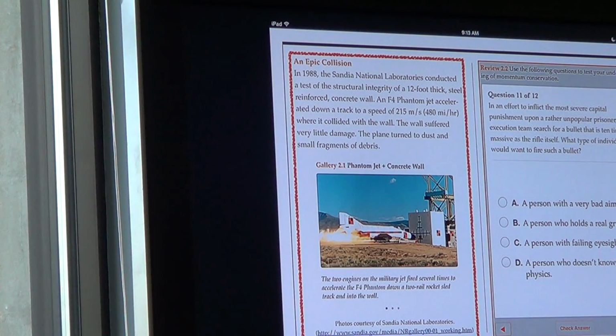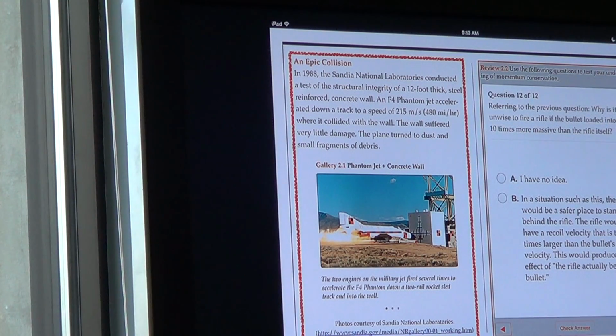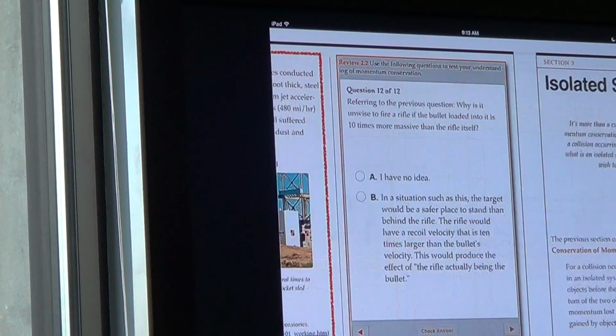In an effort to inflict the most, okay, you're not going to read that. I'm done with that. We're referring to the previous question. No, okay, no, we're done. Alright, that's enough of that.